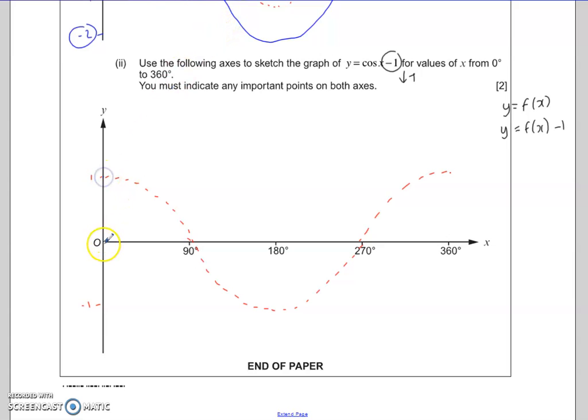So where we were on 1, we're now on 0. Where we were on 0, we're now on -1. Where we were on -1, we're now on -2. So let's mark that. When we were on 0, we're now on -1. And when we went back up to 1, now that's only 0. So it's the same shape graph, moved down 1. Okay, well, I've missed my point there. Something a bit like that. Not the tidiest graph I've ever drawn, but it's moved down 1 because of the -1 at the end. And that's the end of the paper, so hopefully that's been useful.